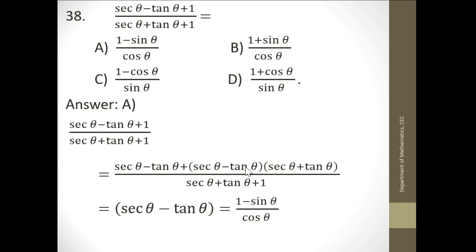So secant minus tan theta into secant theta plus tan theta. From the numerator, take secant theta minus tan theta outside. Numerator becomes 1 plus secant theta plus tan theta by 1 plus secant theta plus tan theta, which cancels. The remaining term is secant theta minus tan theta, 1 by cos theta minus sin theta by cos theta, common denominator cos theta, therefore 1 minus sin theta by cos theta.